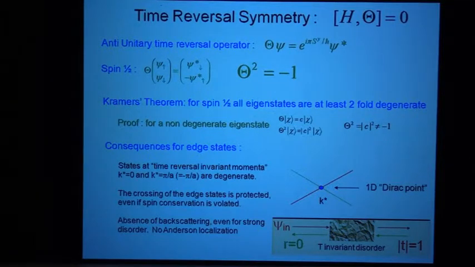What's a Kramers pair? A Kramers pair is the two degenerate states. Is it individually, or some linear combination of them? No, it's a pair of states which are the time reverses of each other. Is it for the entire band structure? No, it's just these two states, just for one.